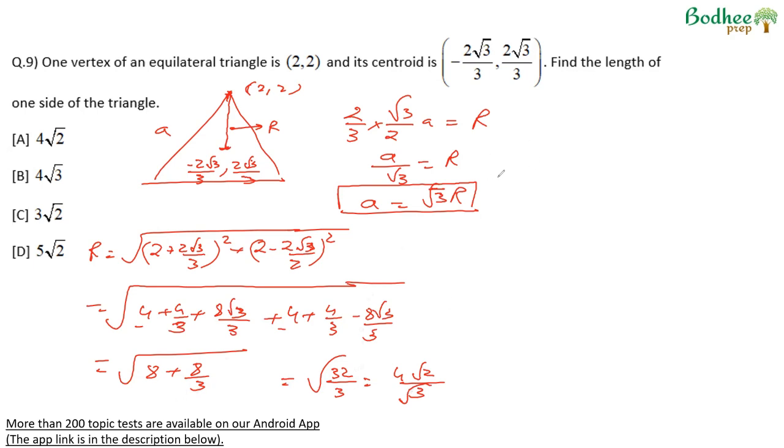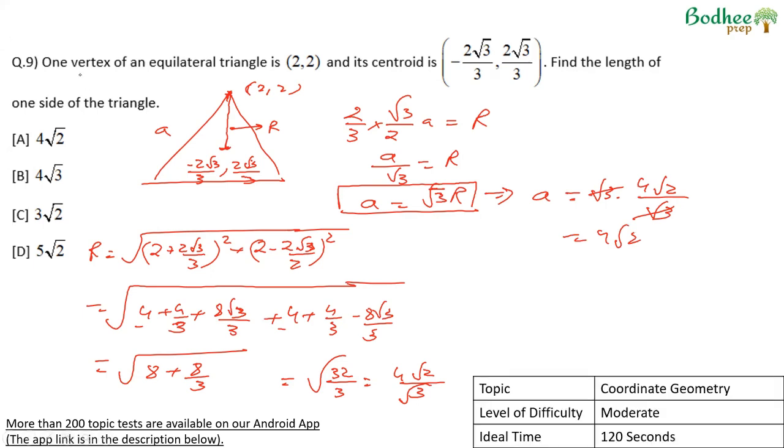This is the circumradius, and therefore the side of the equilateral triangle will be root 3 times 4 root 2 by root 3. Root 3 cancels. 4 root 2 becomes the answer. In terms of level of difficulty, it's moderate. Basic concept of equilateral triangle is used, and then the distance formula. So about 2 to 2.5 minutes to solve.